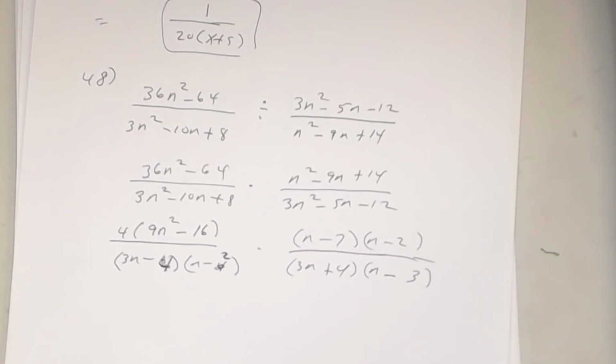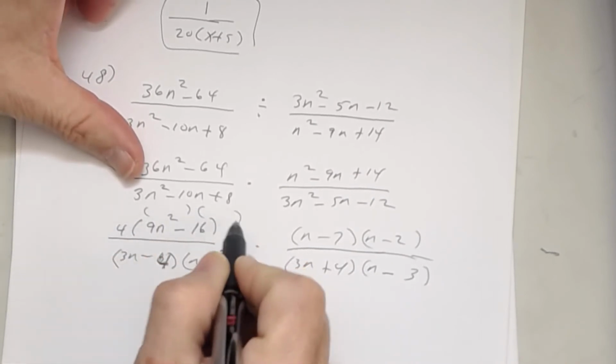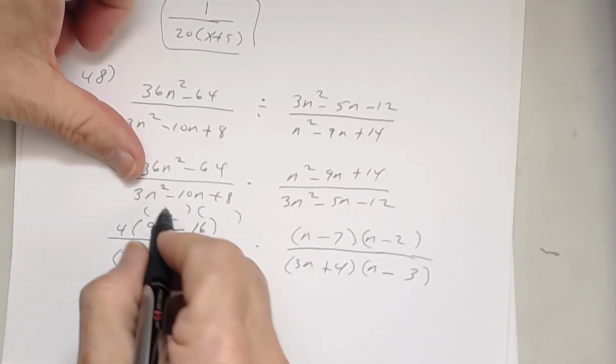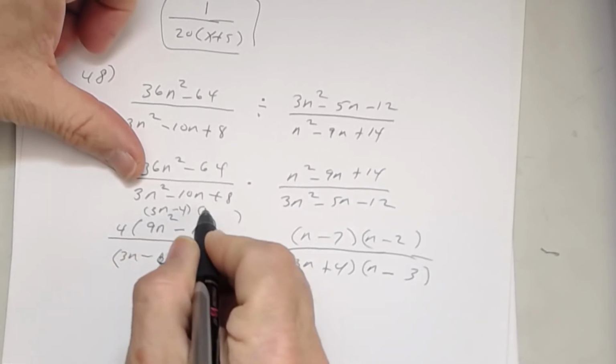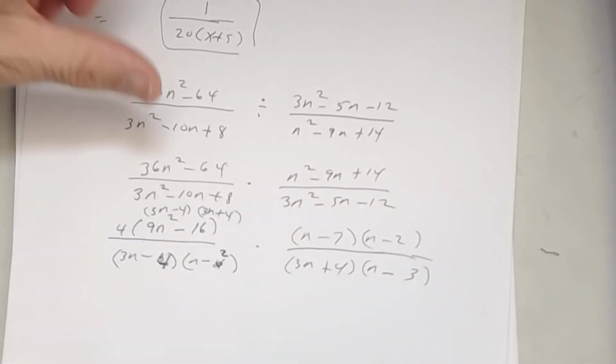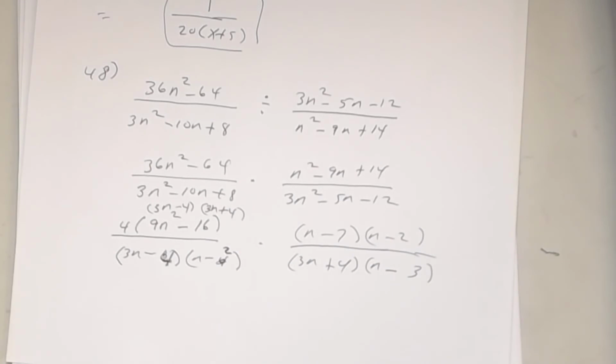All right, now, the 9n squared minus 16, I can do something else with that. So I'm going to go ahead and factor it up here. So that's going to be what? I'm factoring it right here. 3n minus 4 times 3n plus 4. I didn't have enough room to rewrite it, so I just factored it right above it.